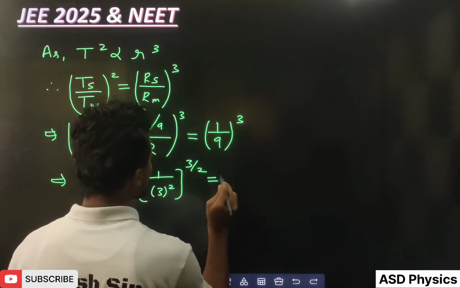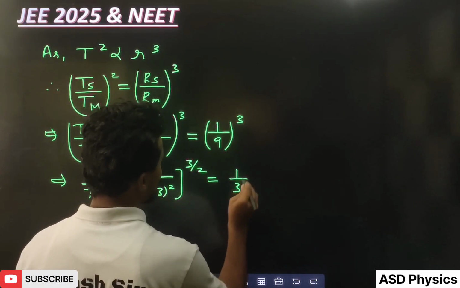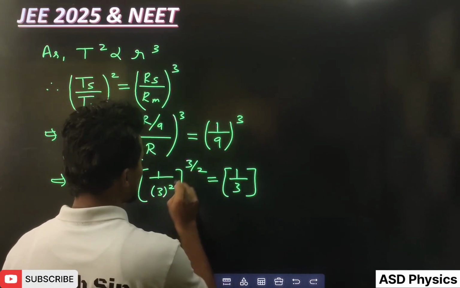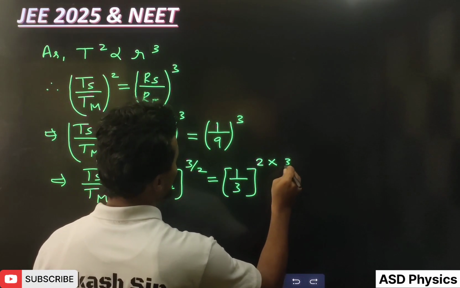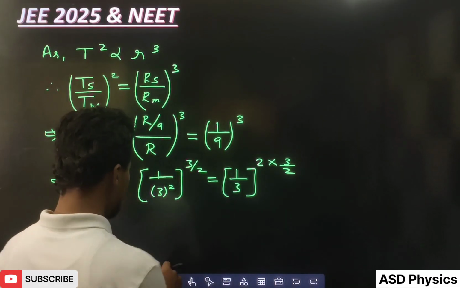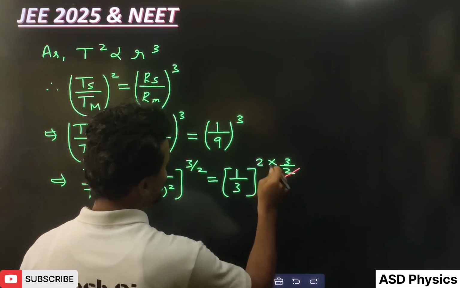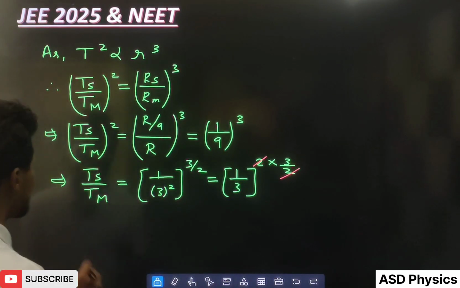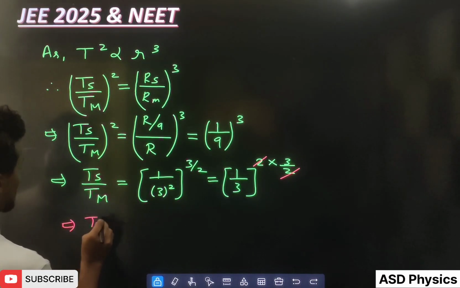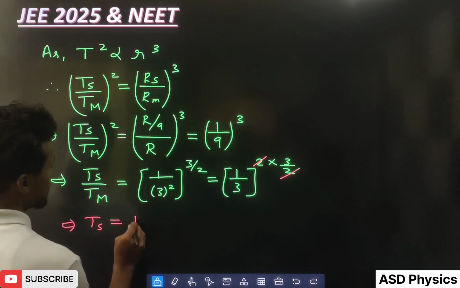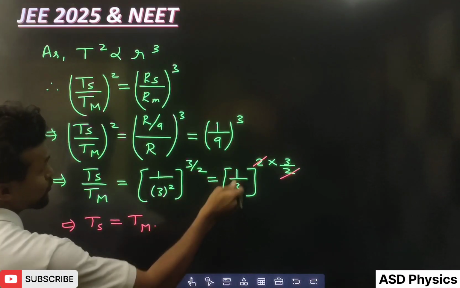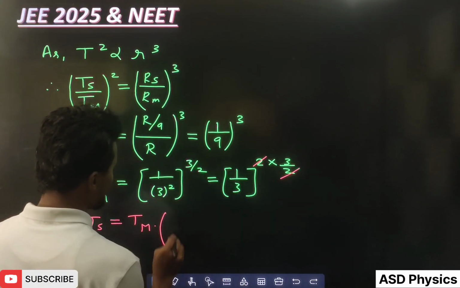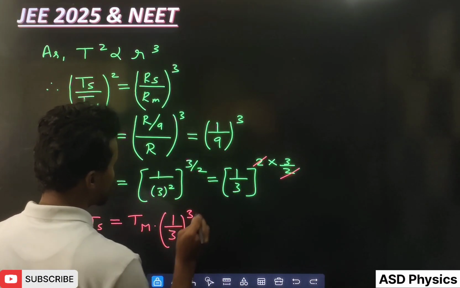Is it? So here, students, if I use the exponent here, this 2 is there, no? This 2 will come here, 2 into 3 by 2. And here, this 2 and this 2 will cancel out. Very simple. So hence, if I write the Ts, it will be how much here? Tm will come this side into 1 by 3 cube. What is coming here, students? This will come here as 1 by 3 cube.